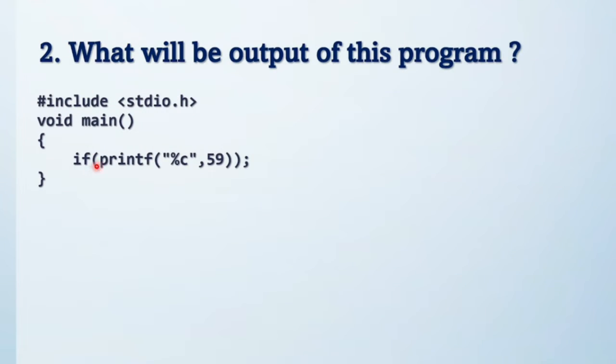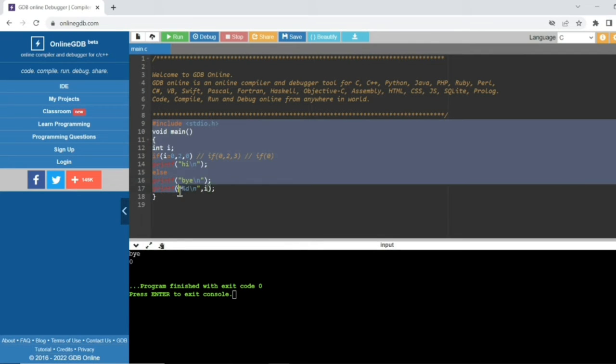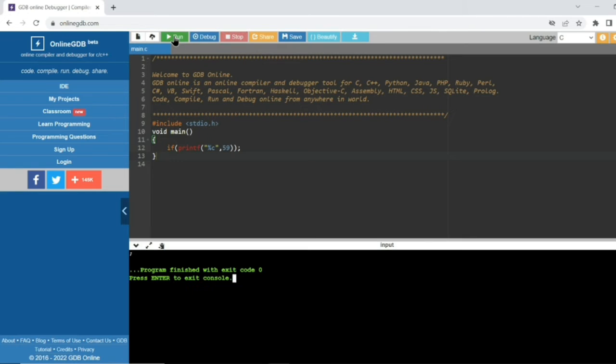Moving to the next question, see the code and try to solve it. These are the options. So I am going to solve this question. Let's see what the output is. See, the output is a comma. Here you can see an if condition is there. In that if condition, a printf function is there. So first the printf function executes, then it checks the condition of the if. 59 is the ASCII value of comma, so it will print comma. Then the if condition is checked: if it is a non-zero value, the condition is true, and if it is a zero value, it becomes false.